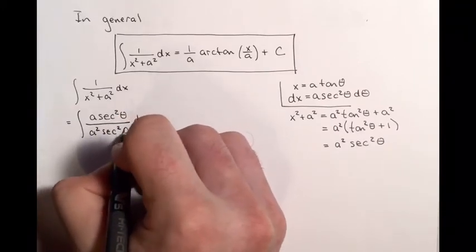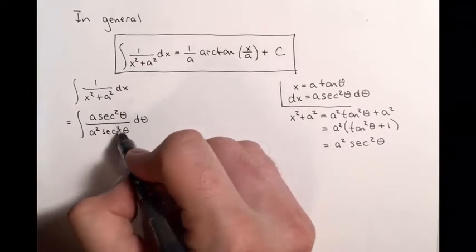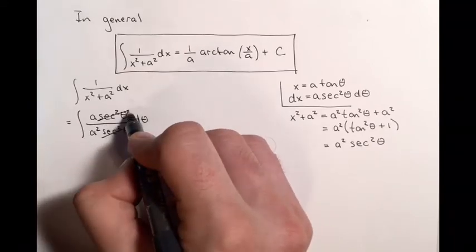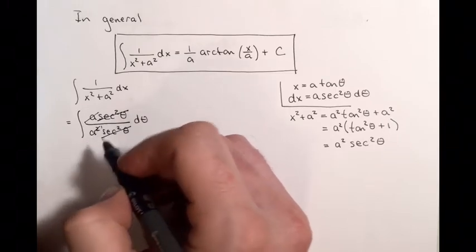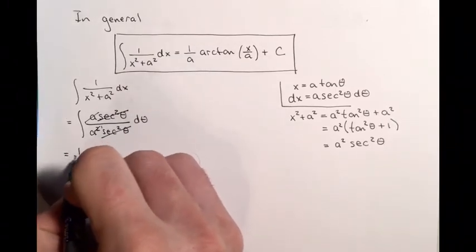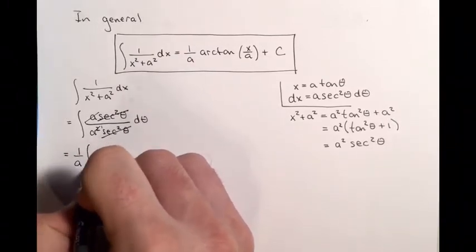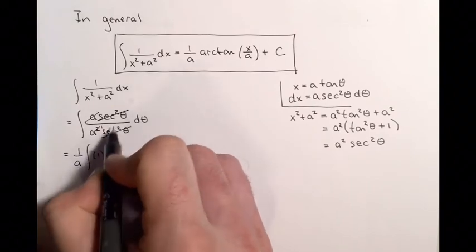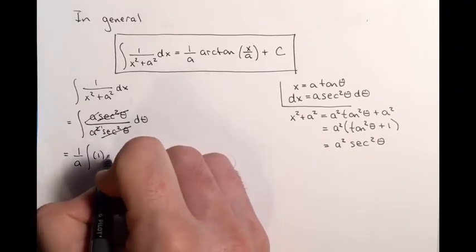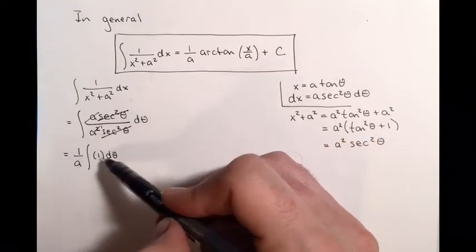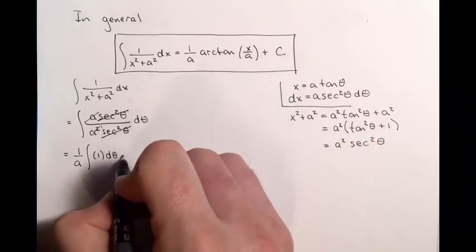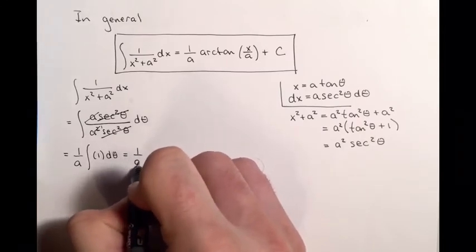And as we saw in the last video, we know this is always going to simplify. We have the secant squareds are going to cancel each other out. This a, one of those is going to cancel with one of the a's in the denominator. And we end up with 1 over a integral of just 1, because secant squared over secant squared is just 1. We really have here just d theta. So fine, what's the antiderivative here of 1? That's going to give us just theta.